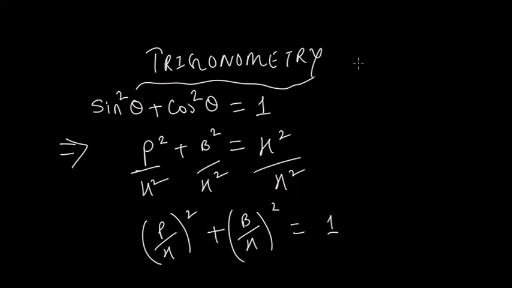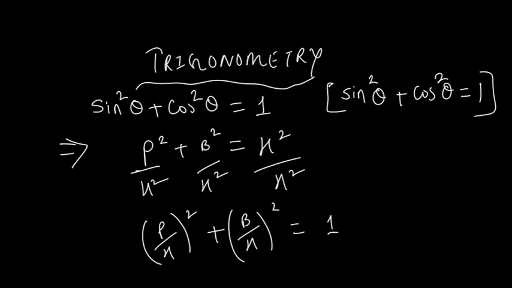So p by h is what? Perpendicular upon hypotenuse, which is sine theta, right? So the square is here, and b by h is cos theta, which gives cos square theta, which is equal to 1, right? So it is proved. So we proved that sine square theta plus cos square theta is equal to 1, right?